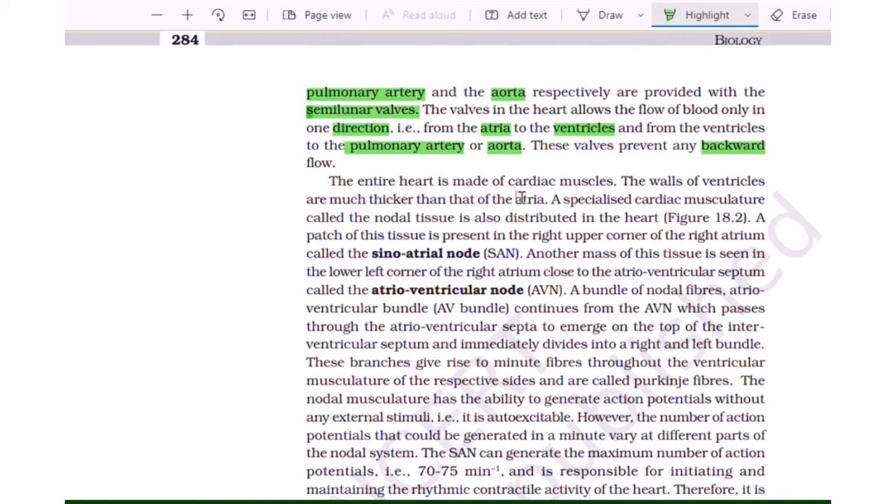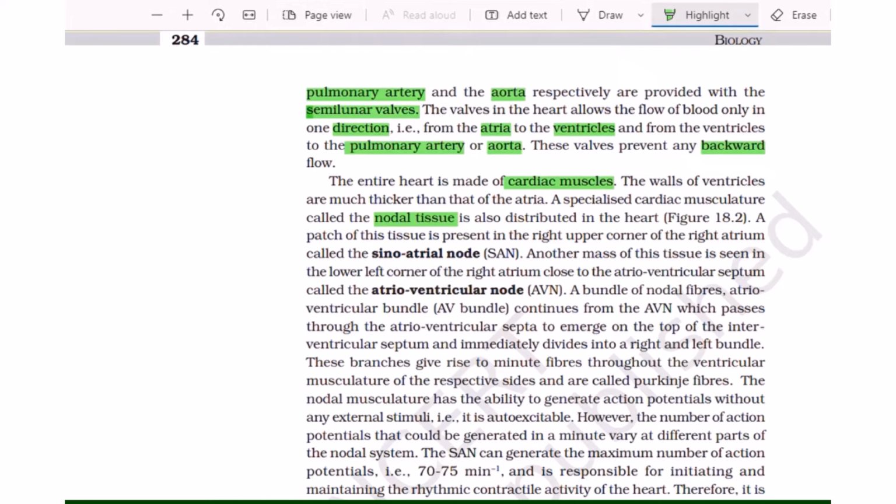Now the entire heart is made of cardiac muscles. The walls of the ventricles are much thicker than those of the atria because, as I said, the ventricles are responsible for pumping blood out of the heart. Now a specialized cardiac musculature called the nodal tissue is also distributed in the heart. The nodal tissue is specialized cells of the cardiac musculature, and these patches of tissue control the electrical activity of the heart.